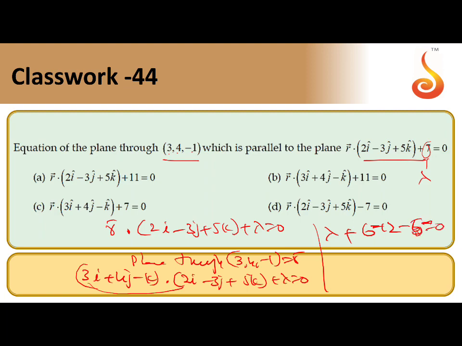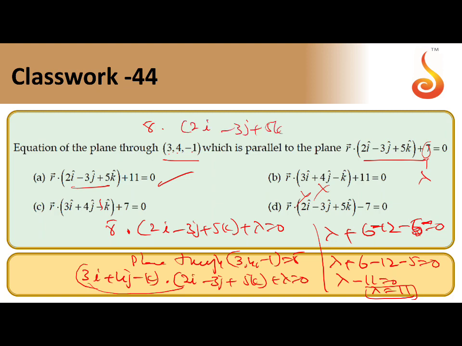This is 5, not 6. Once again, 6 minus 12 minus 5, so lambda minus 17 plus 6, minus 11 equal to 0. Therefore lambda equals 11. Which option has lambda 11? The plane is r dot (2i minus 3j plus 5k) plus 11 equal to 0. Not this option, only the option here. So that is the first option.